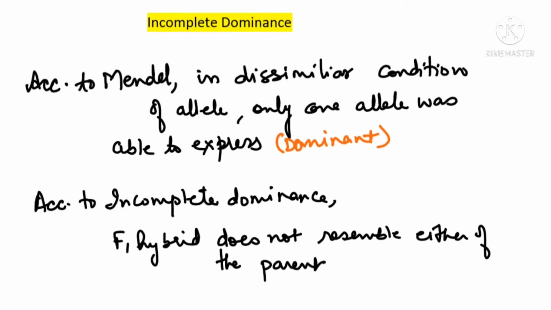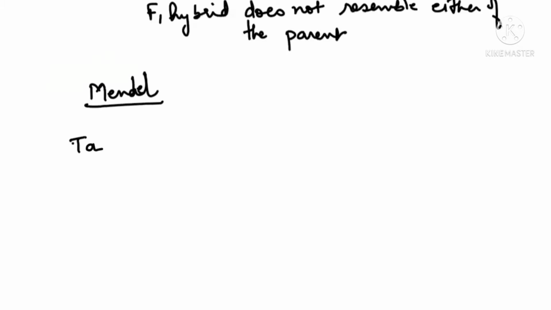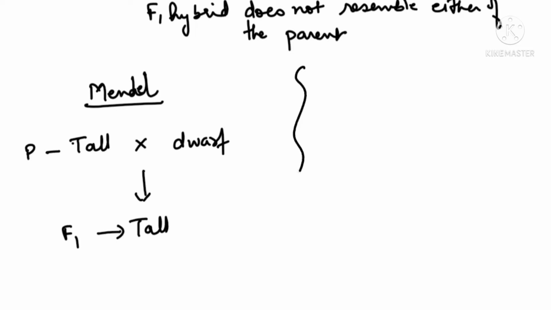See here. If you remember, according to the Mendel concept, when the tall plant was crossed with the dwarf plant, F1 generation was only tall. Remember, beta, this was F1 generation, which is only tall, and this was parent.